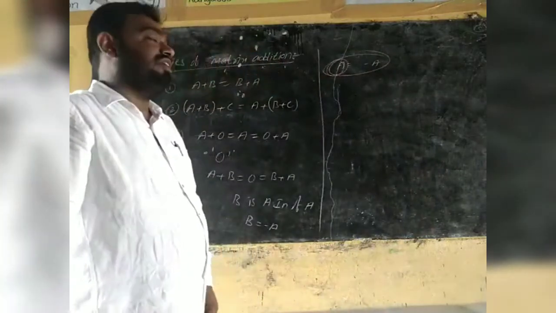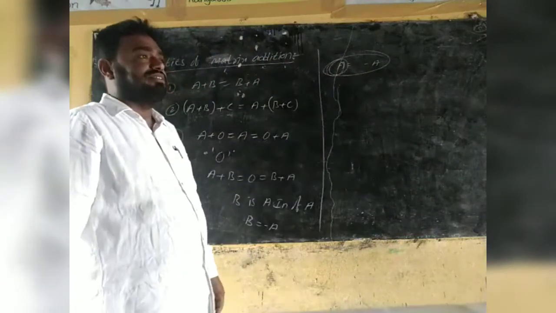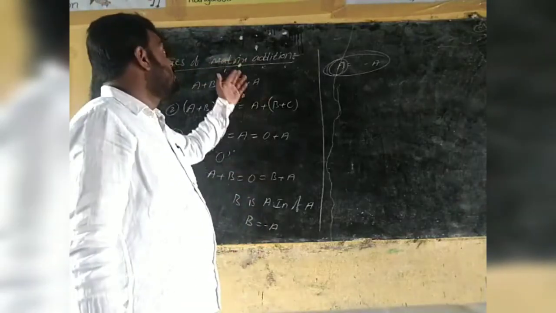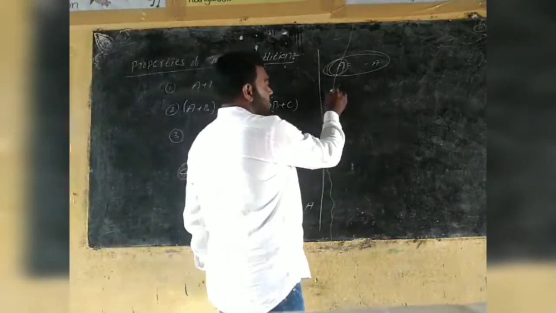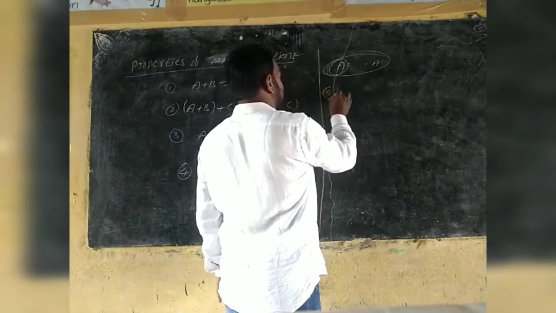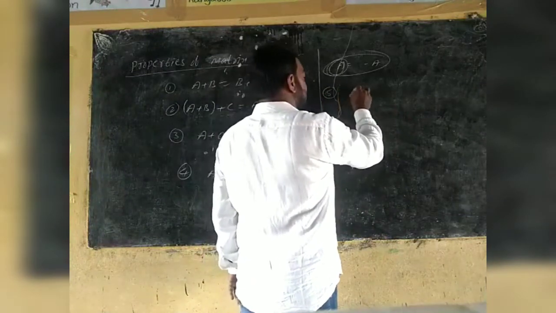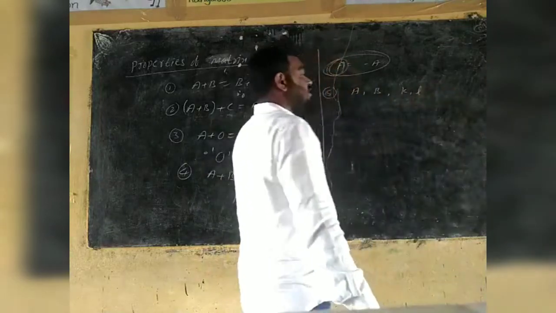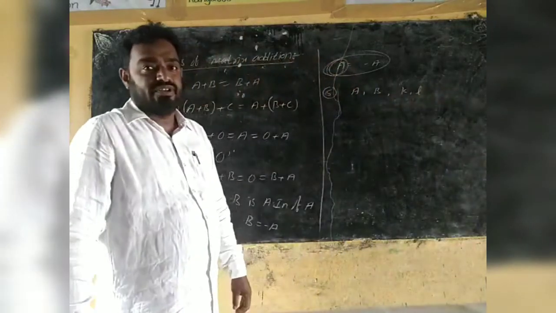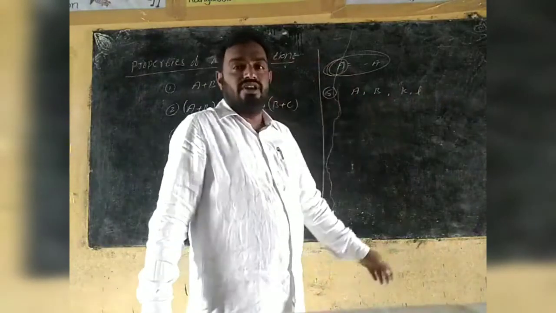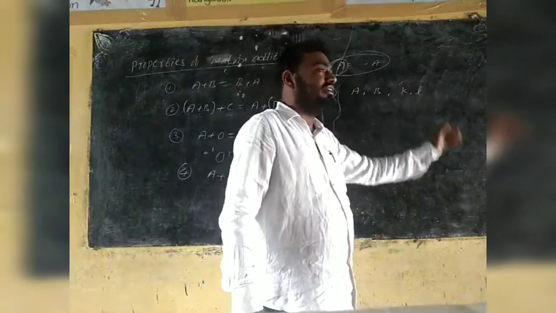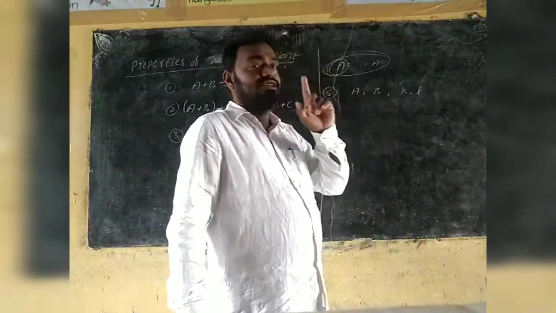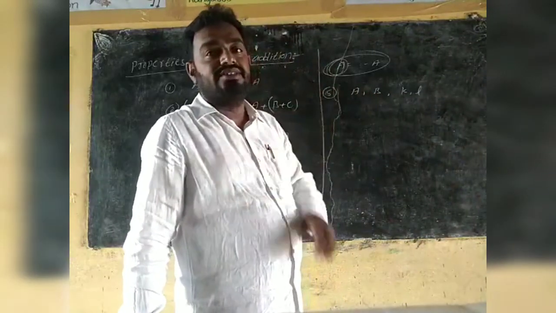Next, we have some scalar properties on addition of the matrices. That is the fifth property. Here A and B are any two matrices and K and L are any two scalars. A and B are of the same order.